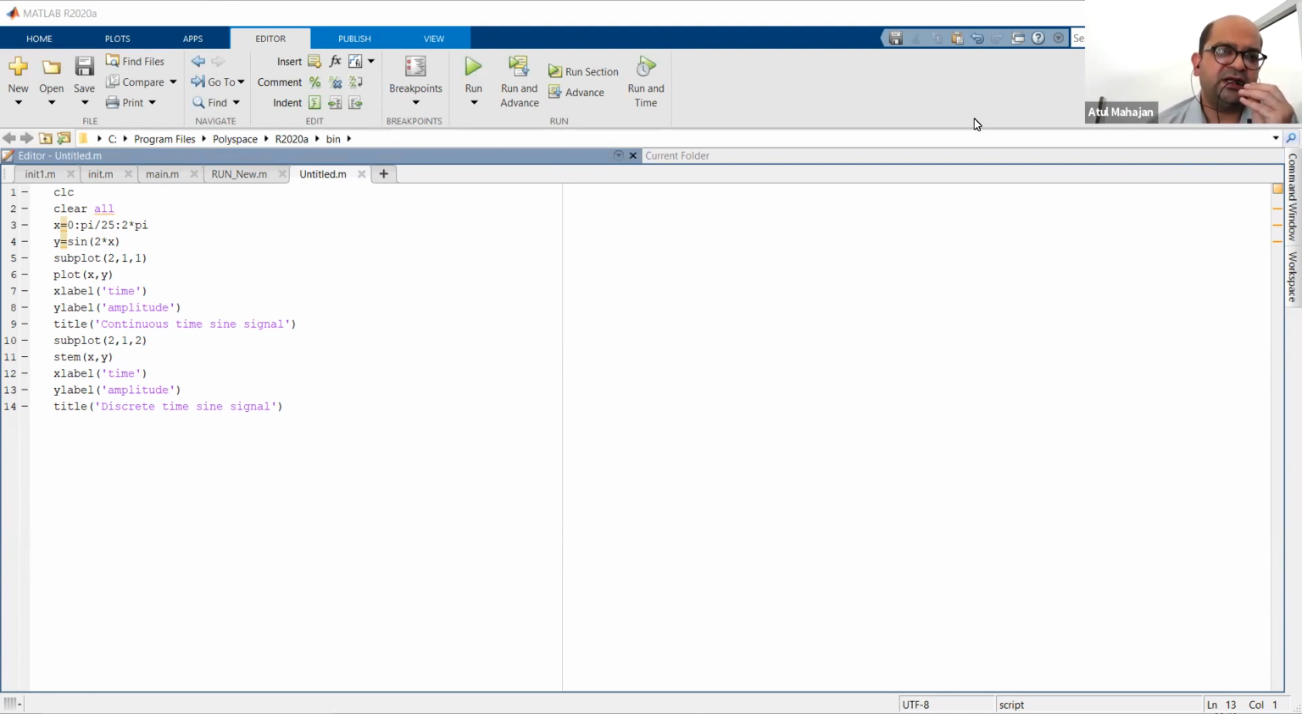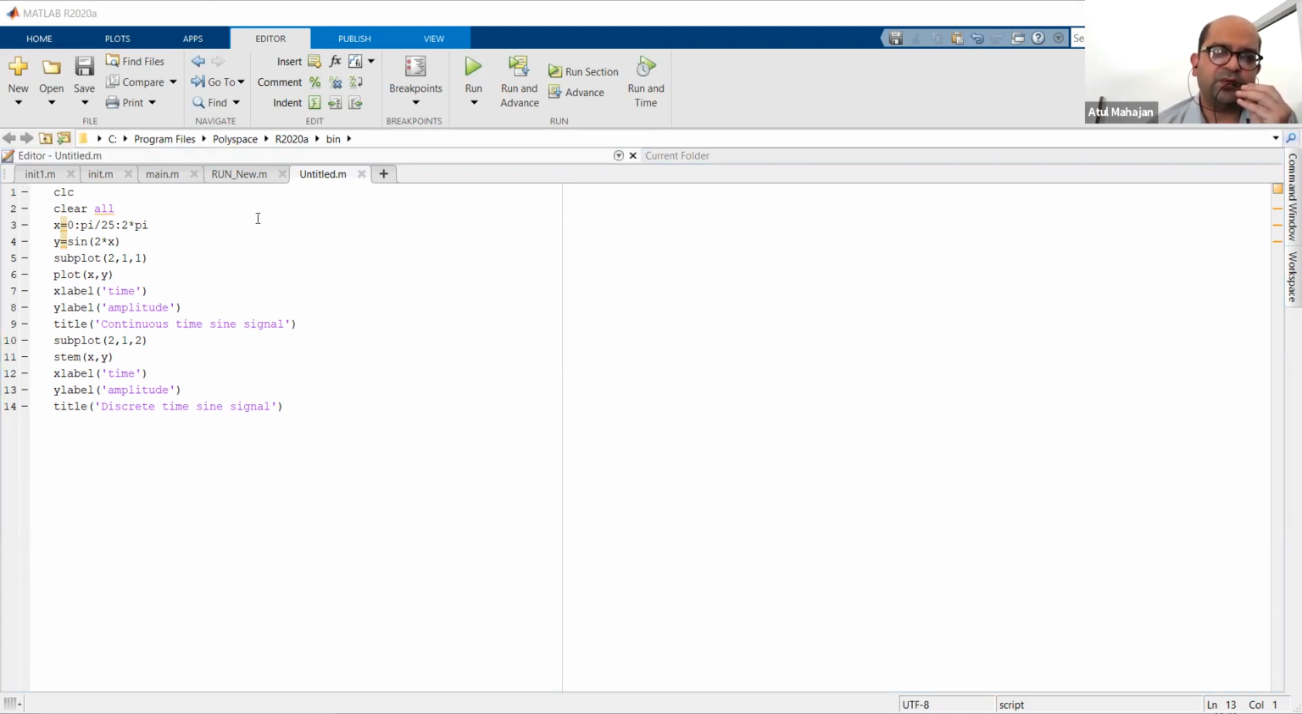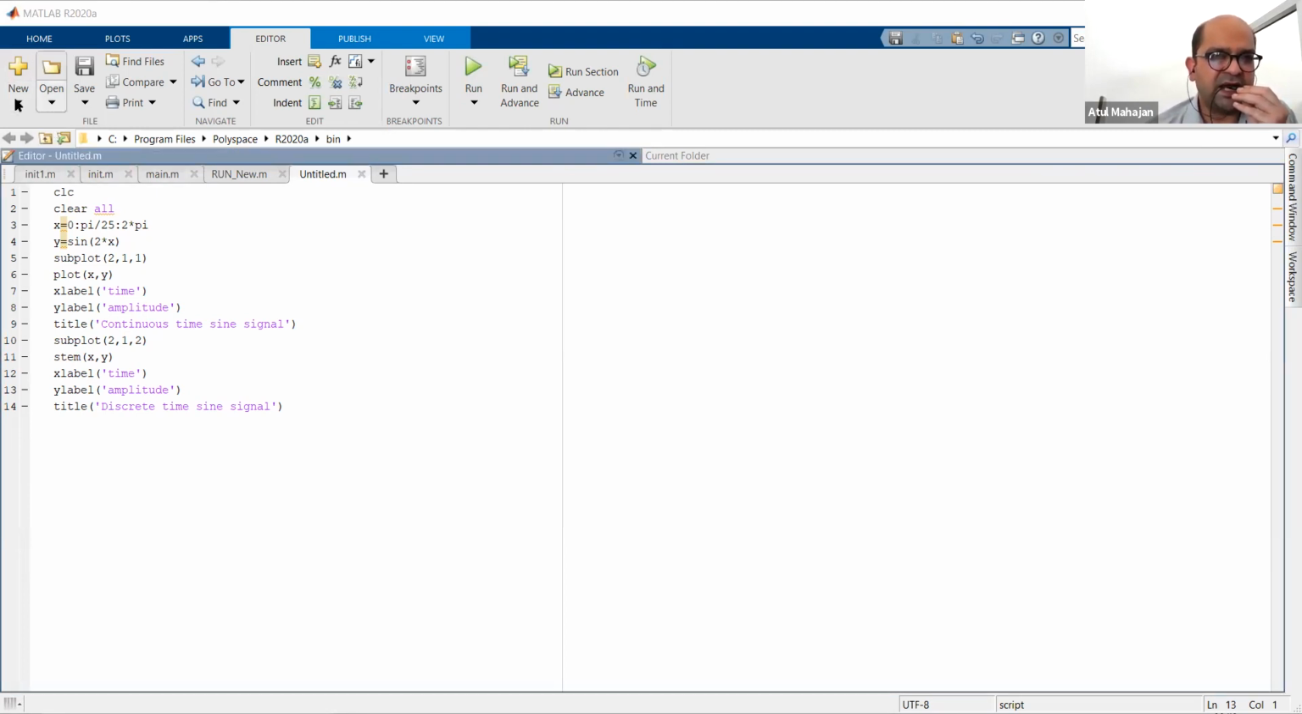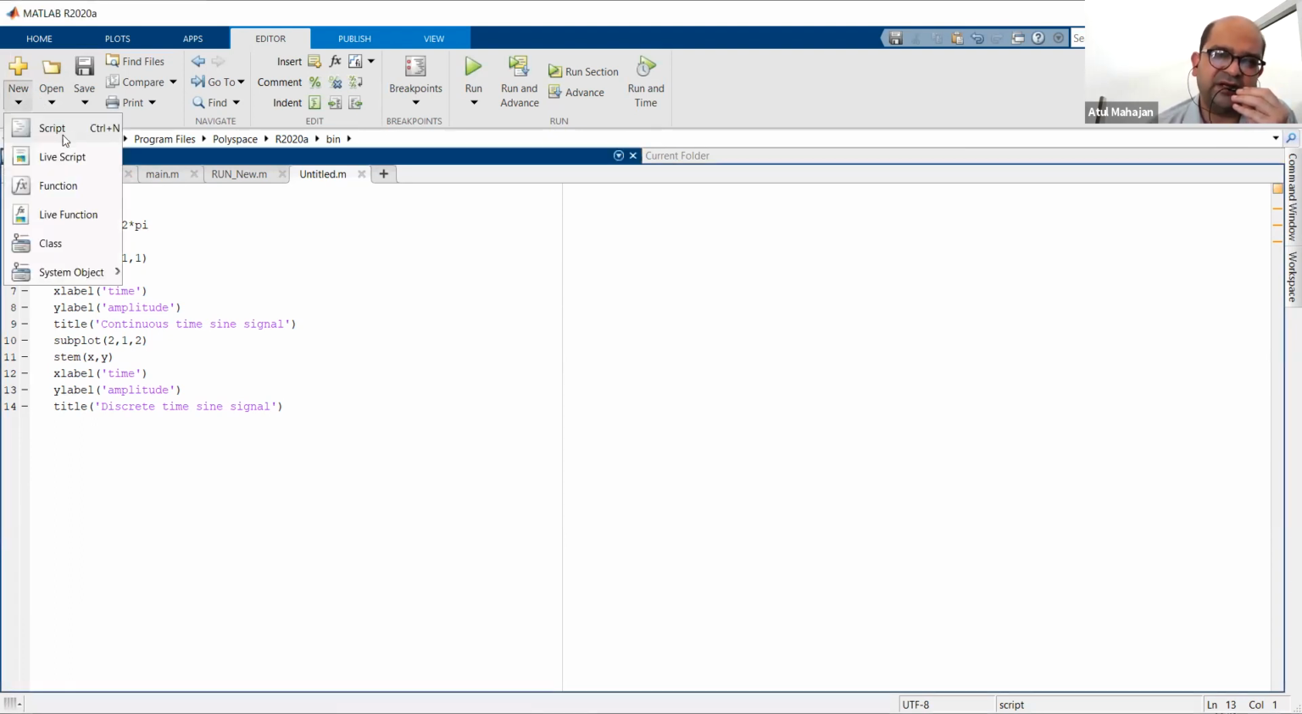So first of all, for writing of these signals, we write a program in the M file, and for the M file we're using the MATLAB new feature. We will open this new feature and write the new script, and then we'll start writing the program in the new script.